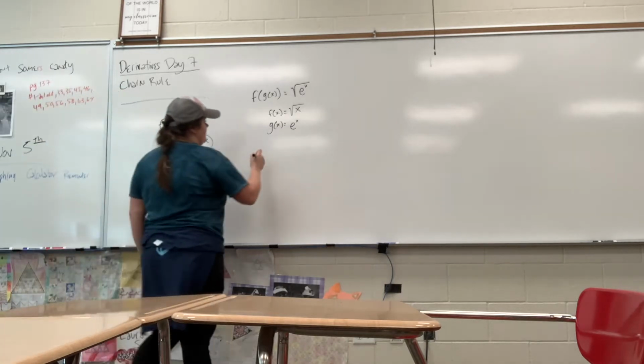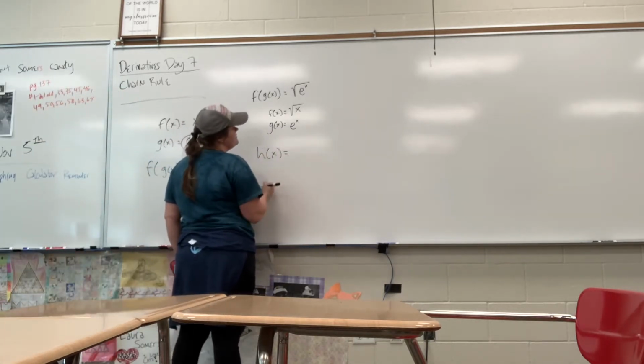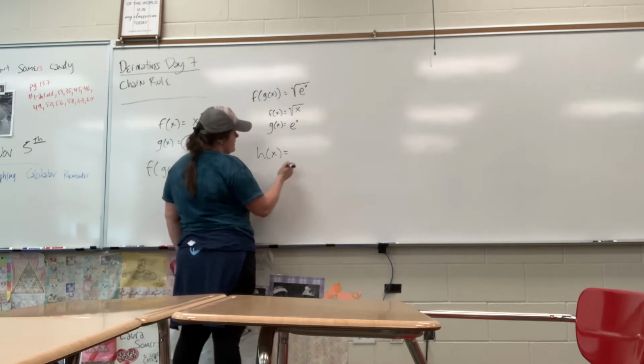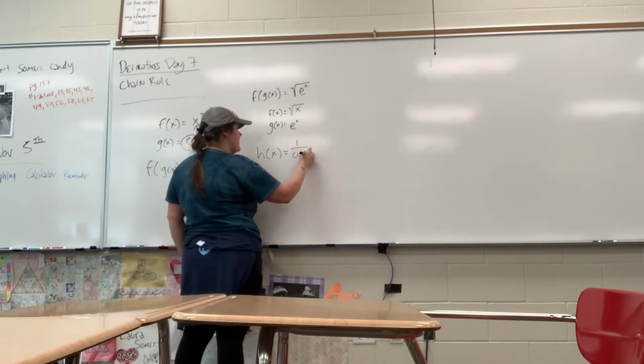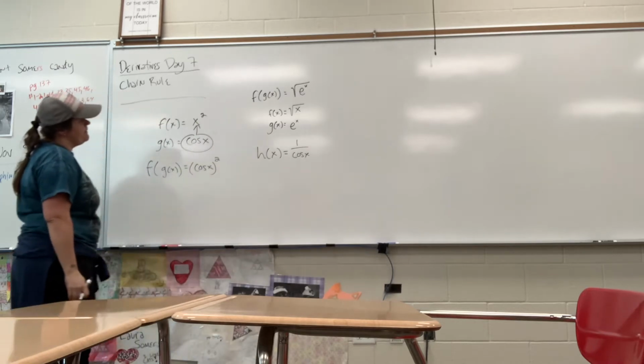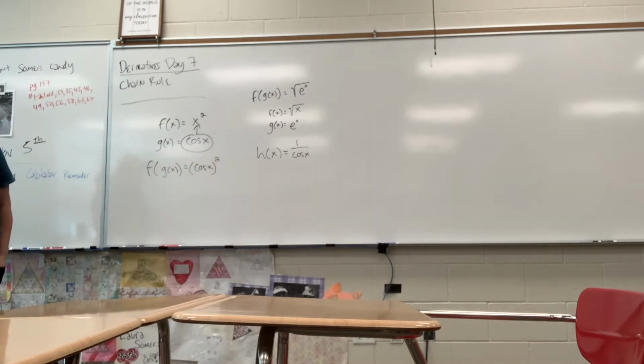Yes. Okay. So h of x is my composed function, and 1 over cosine x is my function. Wait, what's the composed one? 1 over cosine x is my composed function. So what was f and what was g? F is 1 over x. Talk with your groups. Let's make sure everyone can do it. So g of x equals cosine of x.